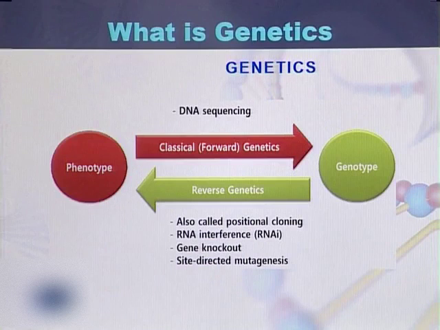If we study the genotype based on the phenotype, then it is called classical genetics or forward genetics. Usually it is performed by sequencing the DNA. While if a geneticist wants to study genetics in a reverse pattern, or reverse genetics, then the phenotype is identified based on the genotype.